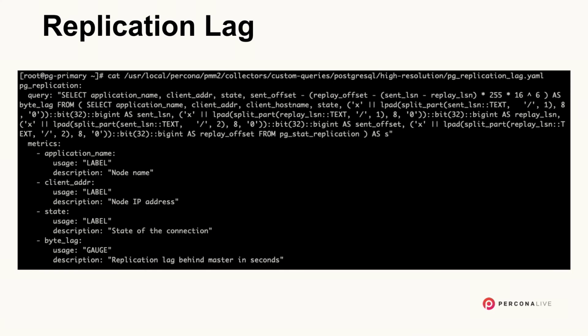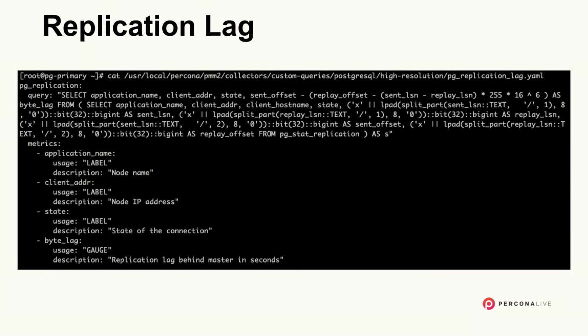And then PMM will know that we have to result set. In this case, PG replication, application name, PG replication, client address, etc. Right? So PG replication we can think of as the namespace of the metric.